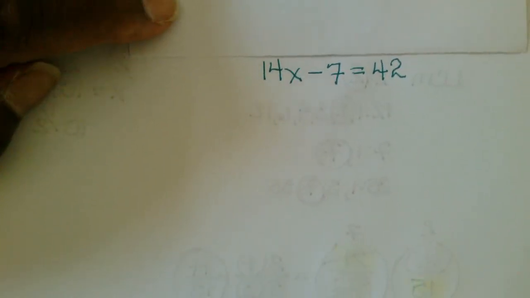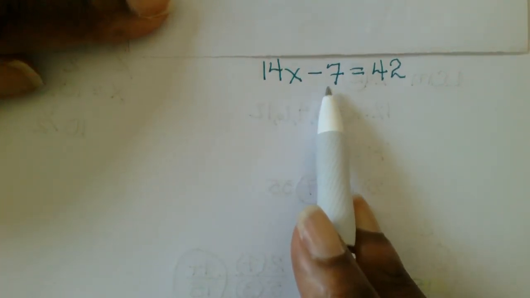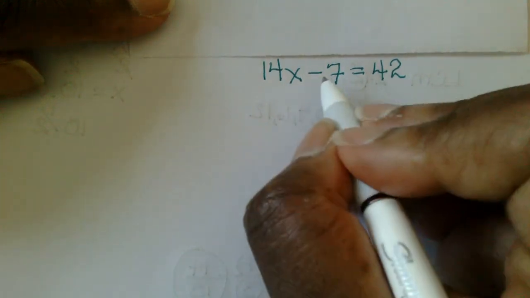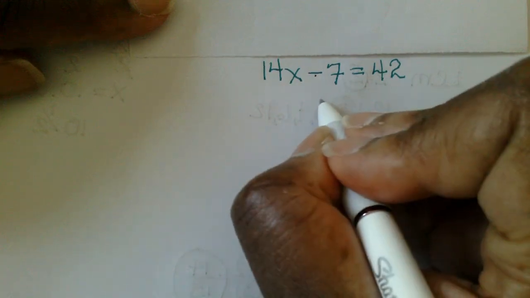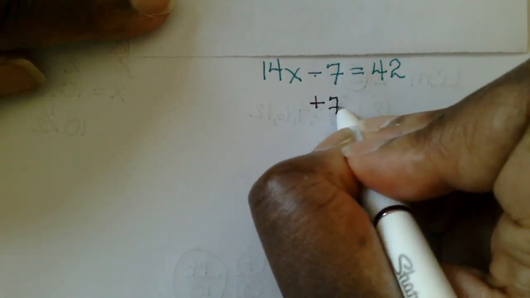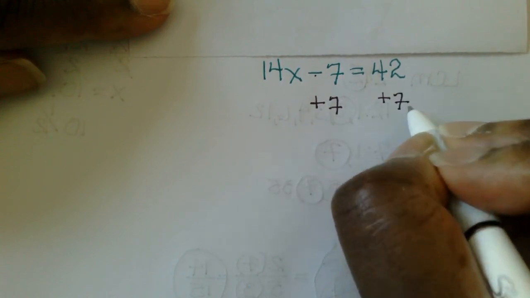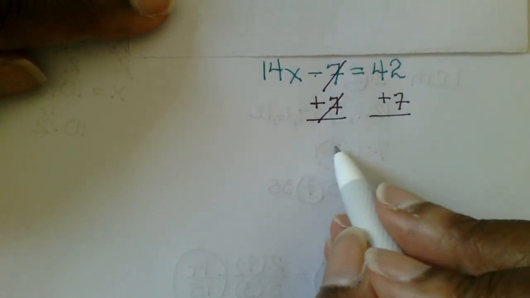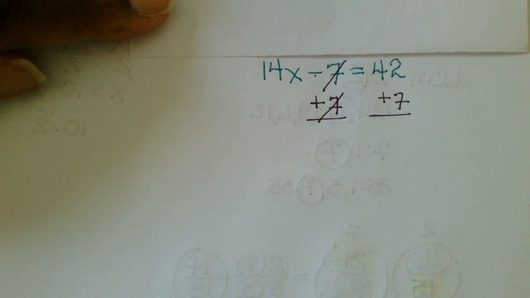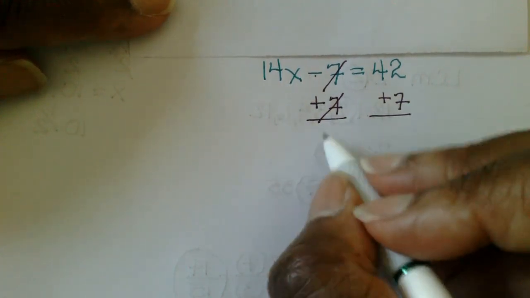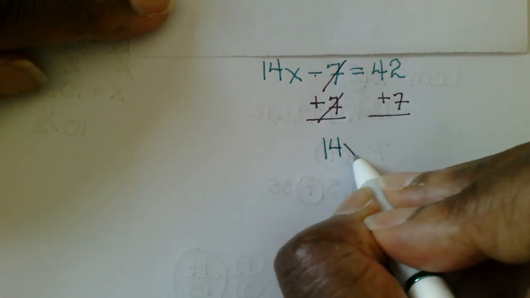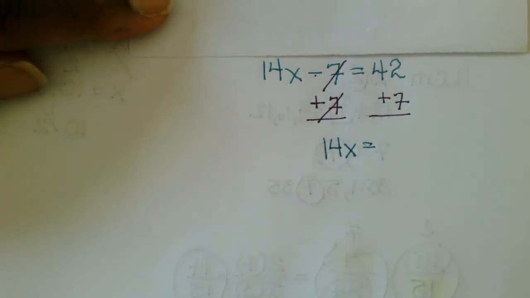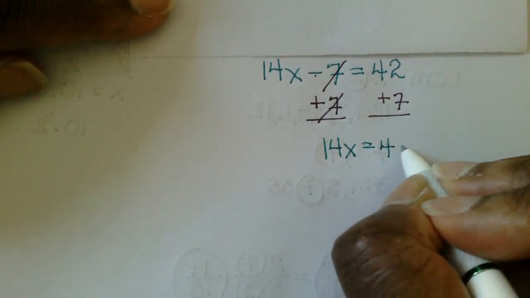So now, let's take it step by step. If I want to get x by itself, that means I need to move this -7 to the opposite side. Since it's a -7, we're going to do the opposite. We're going to add 7. So -7 plus 7, that gives me 0. I don't need that 0 as a placeholder because on that side of the equal sign, I still got my 14x. So now 42 plus 7, that gives us 49.